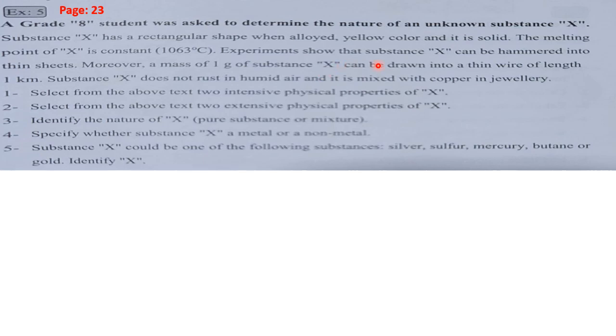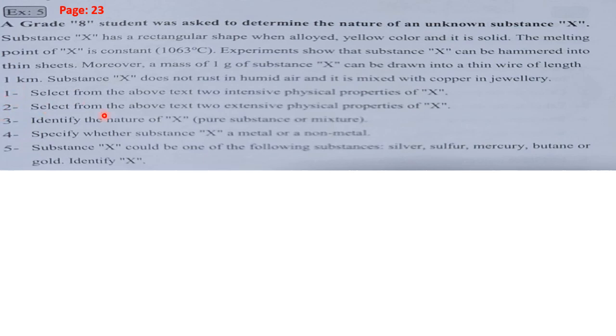Experiments show that substance X can be hammered into thin sheets. Moreover, a mass of 1 gram of substance X can be drawn into a thin wire with length 1 kilometer. Substance X doesn't rust in humid air and it is mixed with copper by jewelers. Alloyed means to form an alloy when this substance is mixed with another chemical element to form a mixture. So that's alloyed.